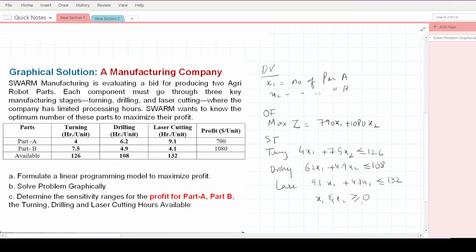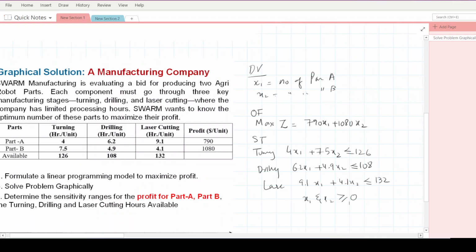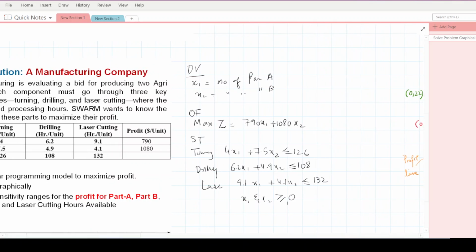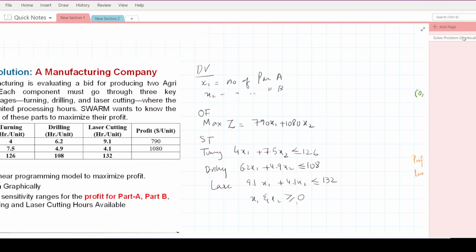Once we have formulated this linear program, the next step in the graphical method is to plot these constraints. I will just briefly show you how it's done. For plotting the constraints, we first put x1 equal to 0 and find the value of x2, and similarly we then put x2 equal to 0 and find the value of x1. In this case I have already found those points.